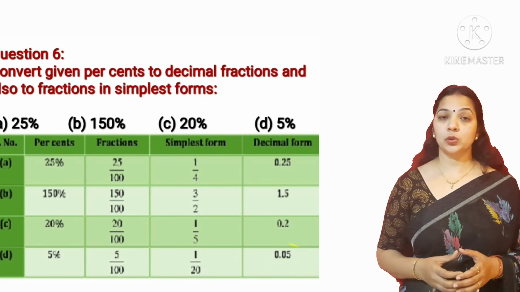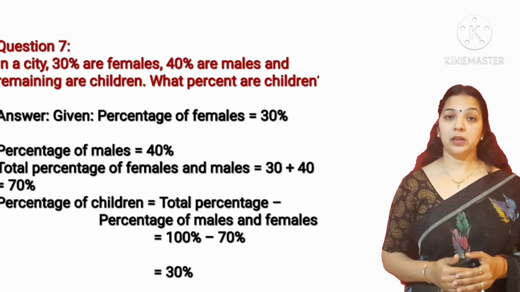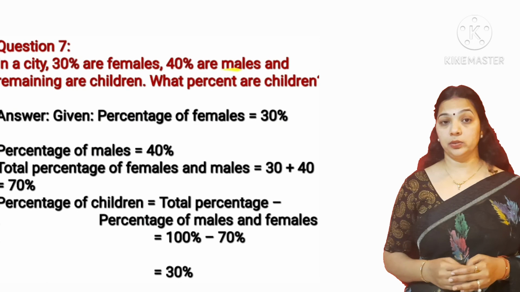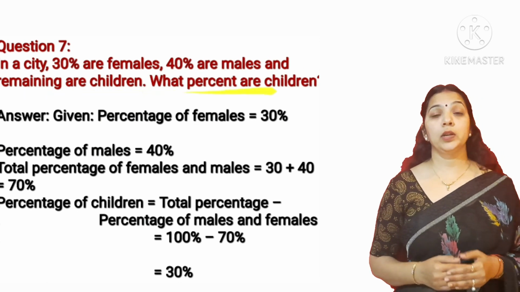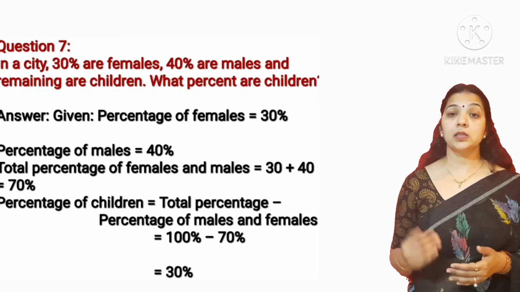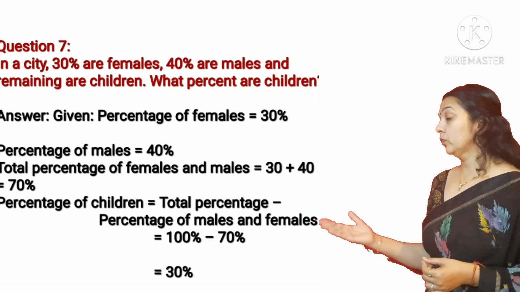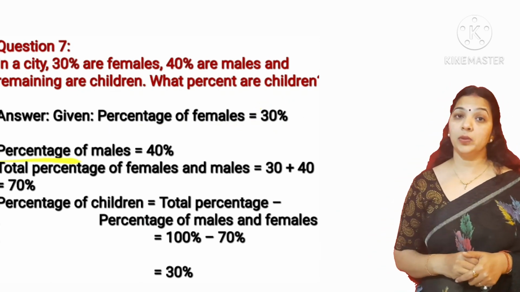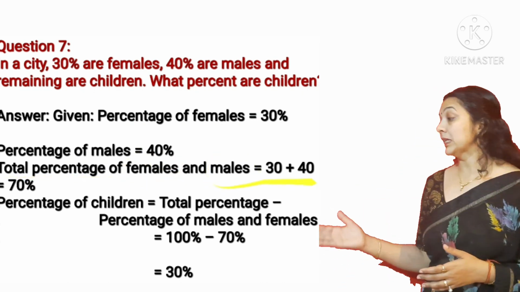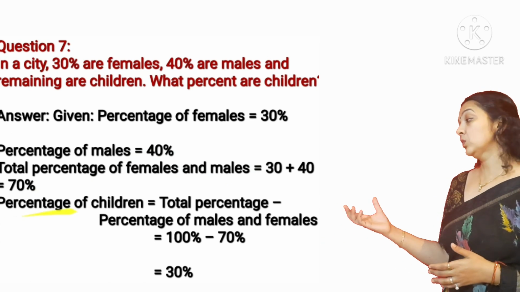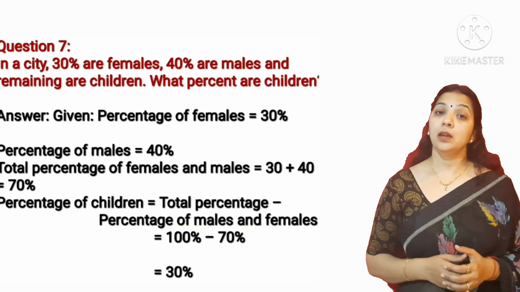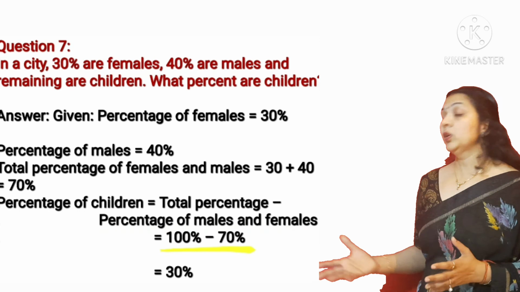Now the next question, that means question number 7. In a city, 30% are female, 40% are male, and the remaining are children. Now what percentage are children? So to solve this, what will we do? We consider the total as 100. Now the percentage of female is 30%, the percentage of male is 40%. Now the total percentage of female and male is 30 plus 40, that means 70%. Now the percentage of children is equal to the total percentage minus the percentage of male plus female. So 100 minus 70, that means 30%. So 30% of the population is children.